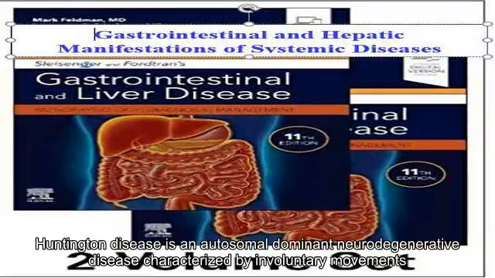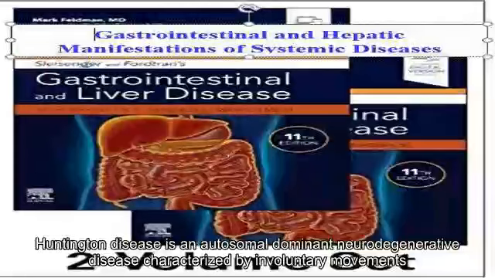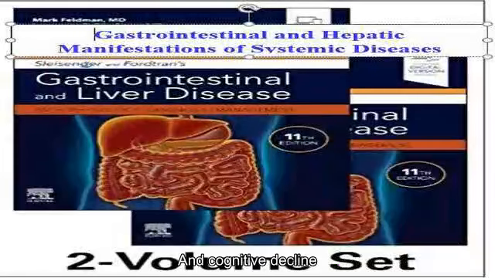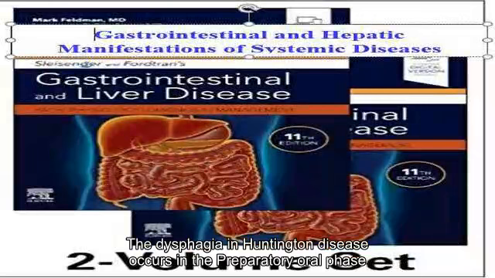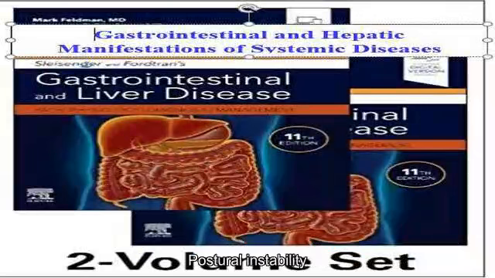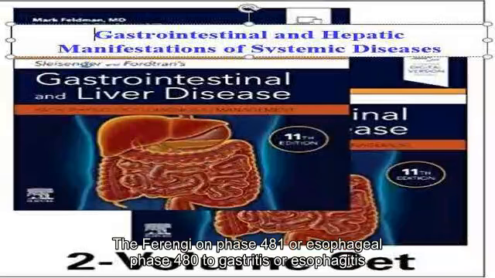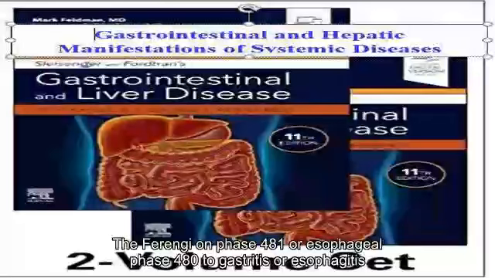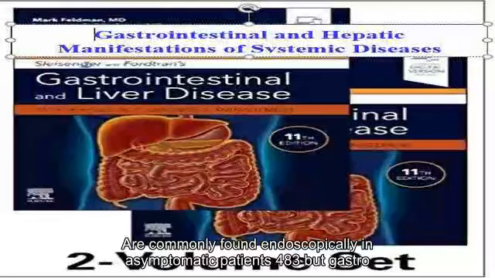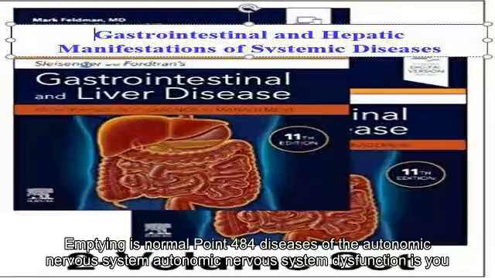Huntington disease is an autosomal dominant neurodegenerative disease characterized by involuntary movements, psychiatric disturbance, and cognitive decline. The dysphagia in Huntington disease occurs in the preparatory oral phase, with postural instability, tachyphagia, and poor lingual control, in the oral phase, the pharyngeal phase, or the esophageal phase. Gastritis or esophagitis are commonly found endoscopically in asymptomatic patients, but gastric emptying is normal.